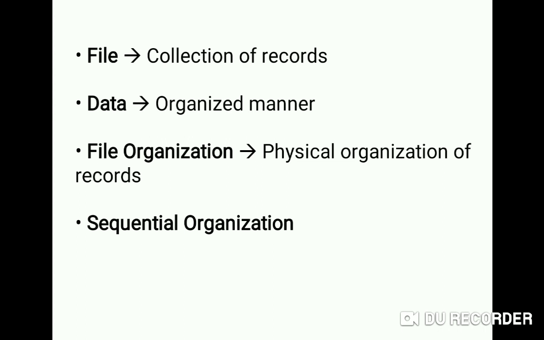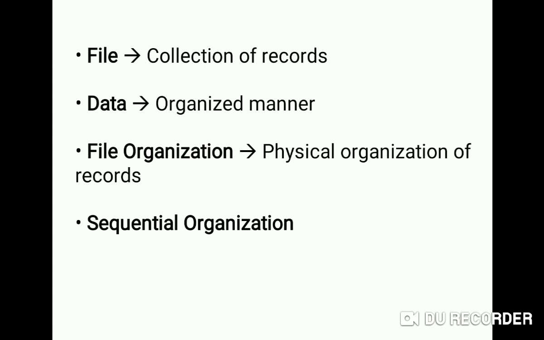So the next point is, what is file organization? File organization is the physical organization of records. Many types of file organization exist. It is basically the way records are organized on any physical storage. One such organization is sequential organization. The best organization is one where the searching time required is least. So better organization means least searching time.